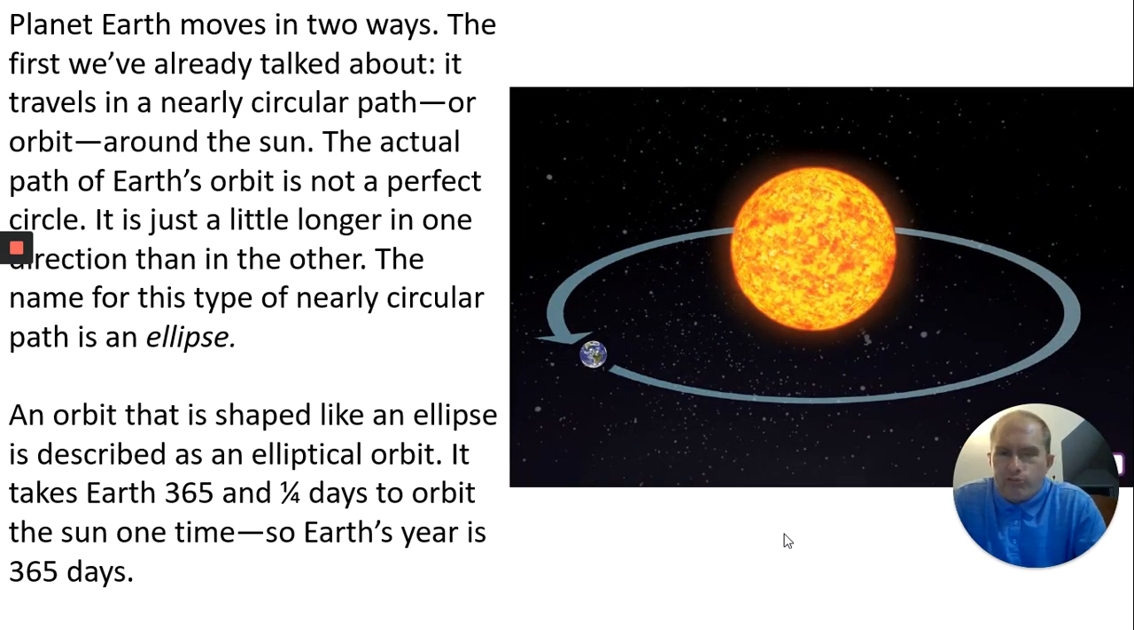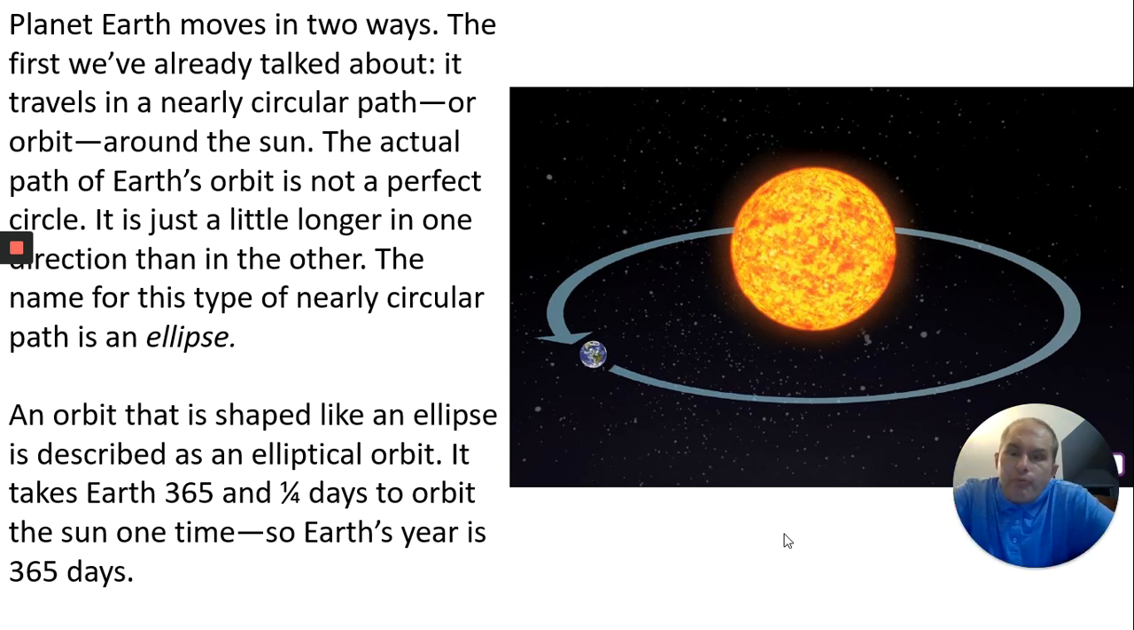Planet Earth moves in two ways. The first we've already talked about. It travels in a circular path, or orbit, around the sun. The actual path of the Earth's orbit is not a perfect circle. It is just a little longer in one direction than the other. The name for this type of nearly circular path is an ellipse. An orbit that is shaped like an ellipse is described as an elliptical orbit.